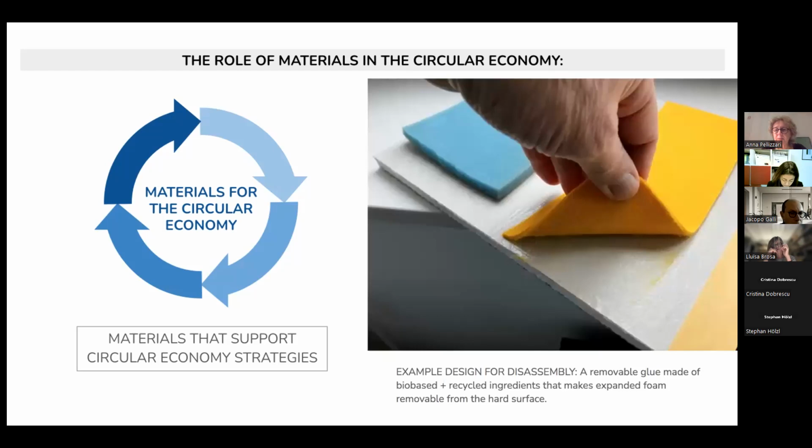An example is this type of removable glue that is very strong and sticky, but if the force is applied in a certain direction, it can be easily removed by applying a certain force in a different direction. It is also made out of bio-based plus recycled ingredients. And it helps removing particularly textiles and foams from rigid supports. So in this case, it's a material solution that helps disassembly.